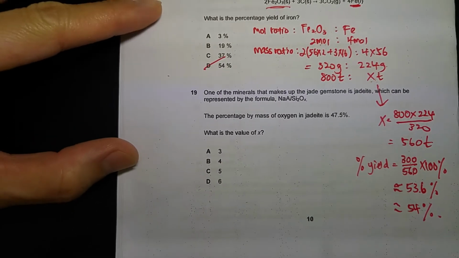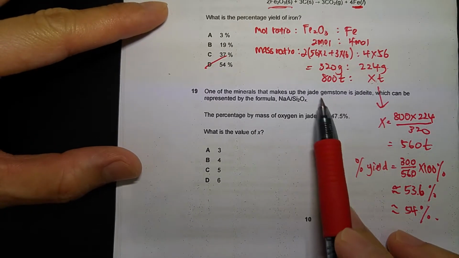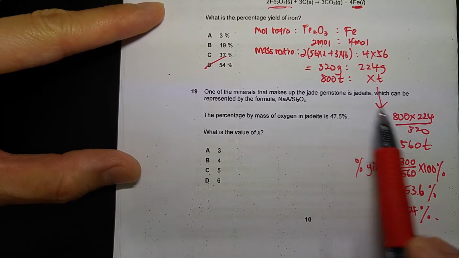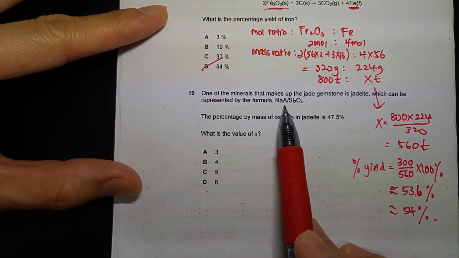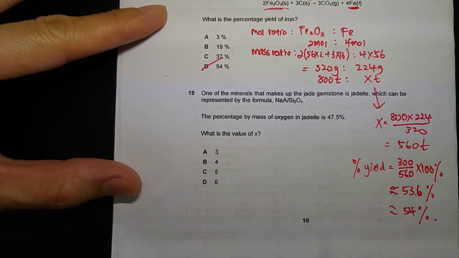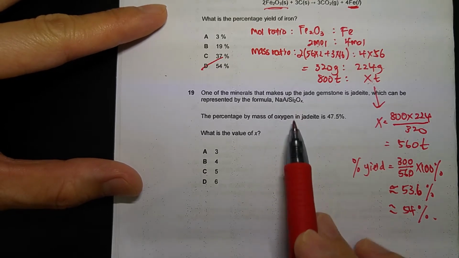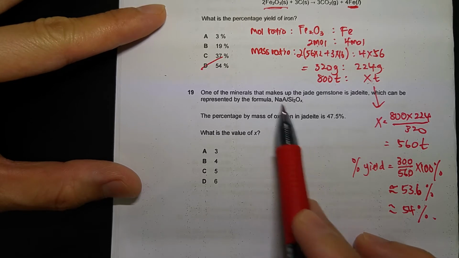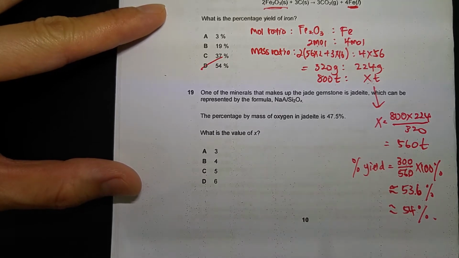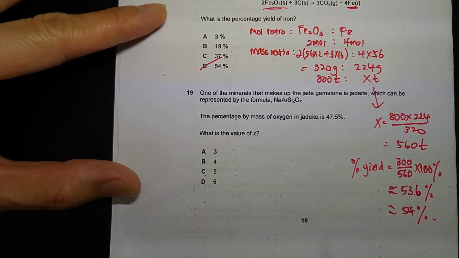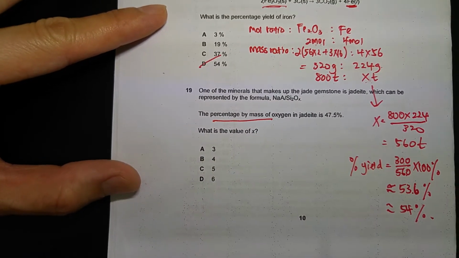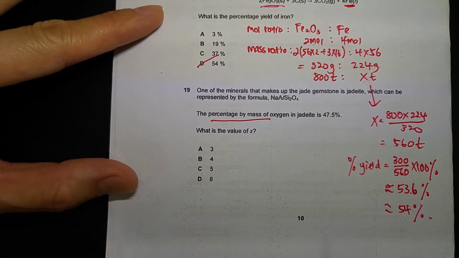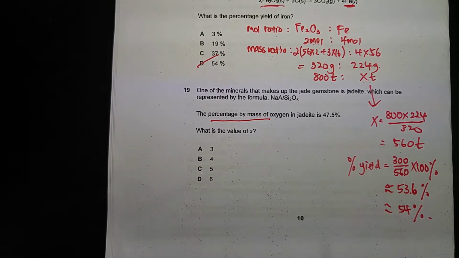Okay, number 19. One of the minerals that made up the gemstone is jadeite, which can be represented by the formula NaAlSi2O(x). We don't know how many oxygen atoms there are in a formula unit of this jadeite. The percentage by mass of oxygen in jadeite is 47.5%. Now, how do you calculate this percentage by mass of oxygen in this whole compound?